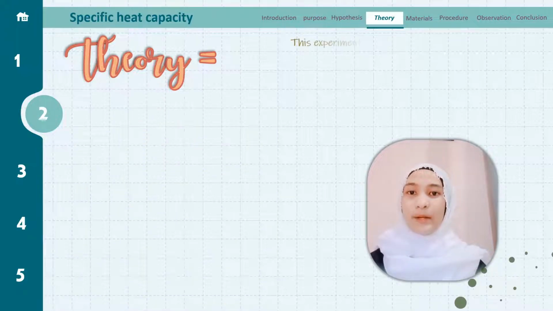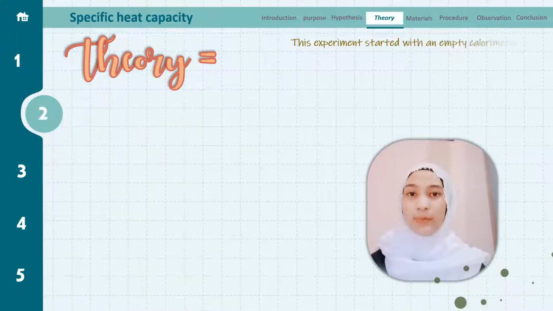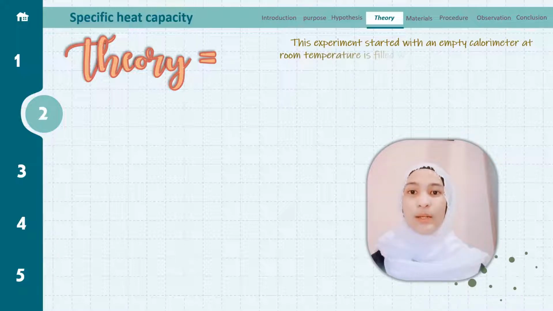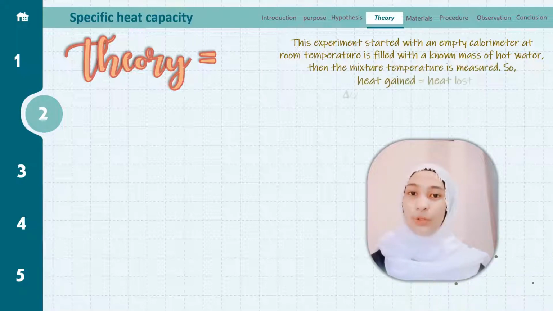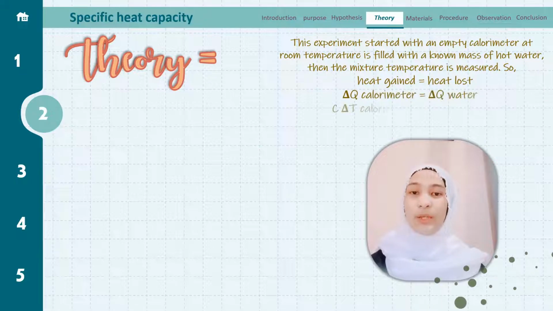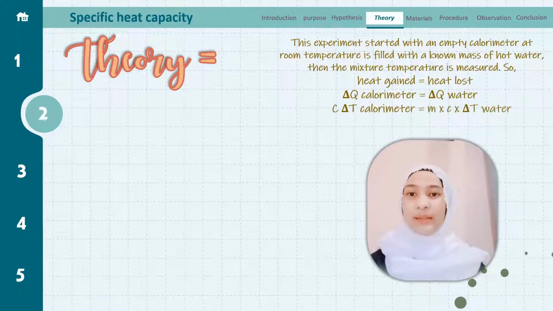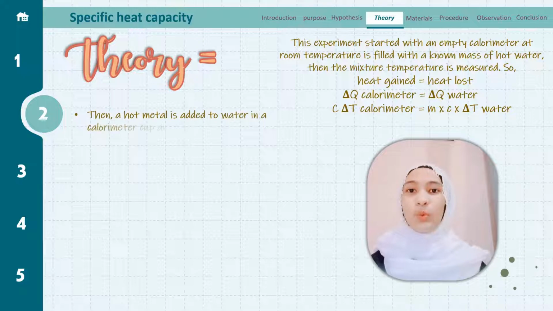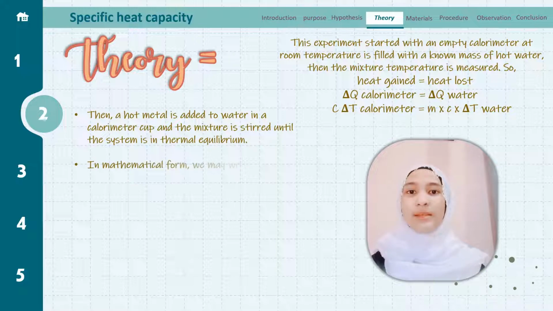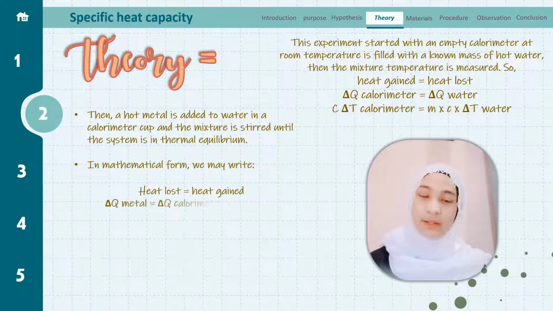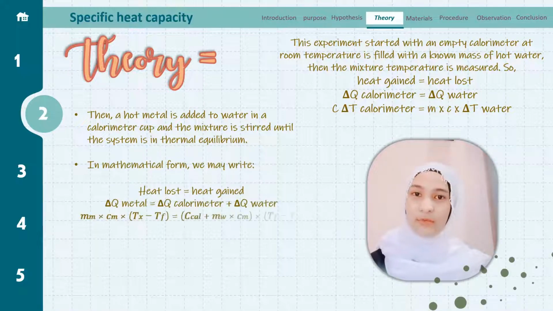This experiment starts with an empty calorimeter at room temperature filled with a known mass of hot water. Then the mixture temperature is measured. So we may write heat gain equals heat loss, ΔQ calorimeter equals ΔQ water, so C ΔT calorimeter equals m times c times ΔT water. Then, a hot metal is added to water in a calorimeter cup, and the mixture is stirred until the system is in thermal equilibrium. The calorimeter isolates the system from losing heat.